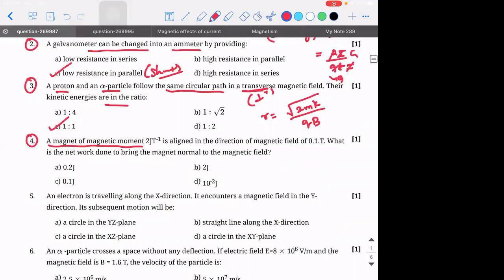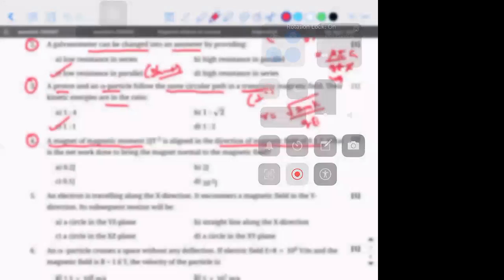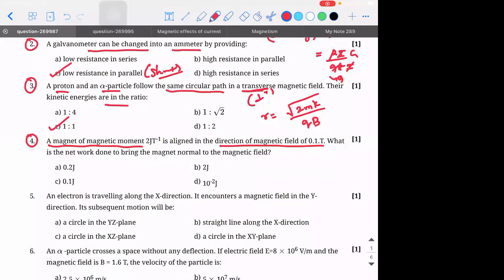So there is a magnet of magnetic moment 2 joule per Tesla, which is aligned in the direction of a magnetic field of 0.1 Tesla. What is the work done to bring the magnet normal to the magnetic field? Yesterday also we did a similar problem, except there it was an electric field, now it is a magnetic field. So wherever work done is asked, what are we supposed to do? Potential energy. Yes. So what is given in the question? The magnetic dipole moment is 2 joule per Tesla. It is aligned in the direction of the magnetic field.